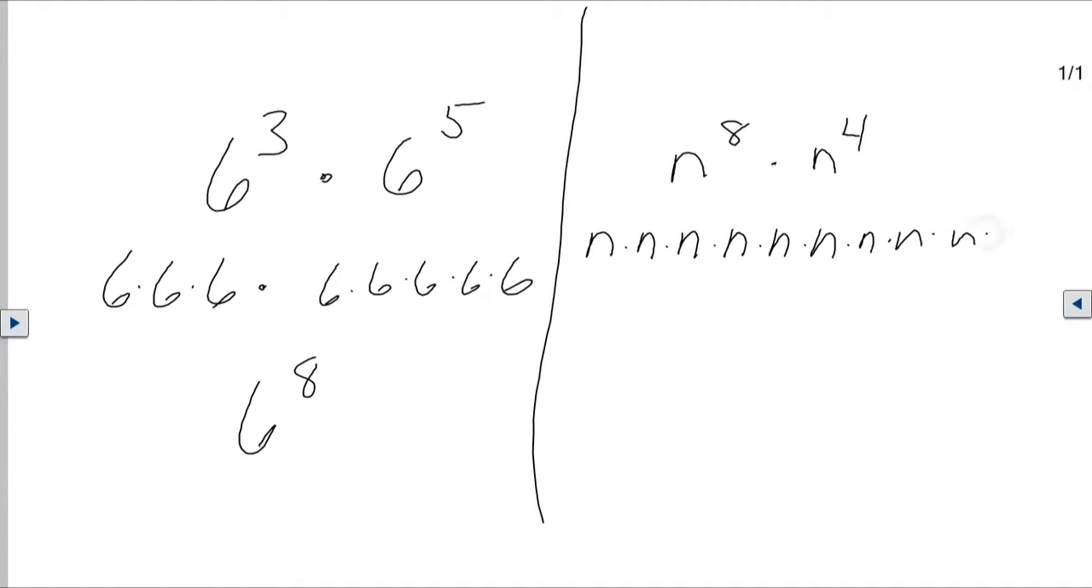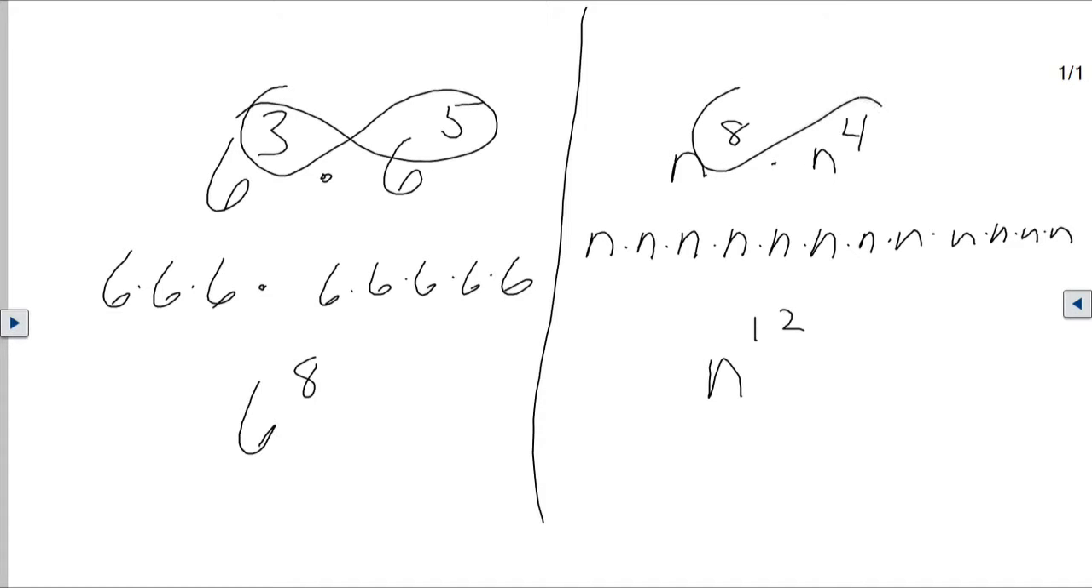And then times n to the fourth. 1, 2, 3, 4. Right? So if I look at that, well, I end up with a total of 12 n's there, so that's just n to the 12th power. Okay? Now, if we think about the pattern that we're seeing there, what do I do with 3 and 5 to get 8? What do I do with 8 and 4 to get 12? Well, I simply add them.